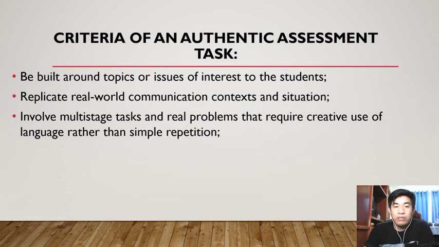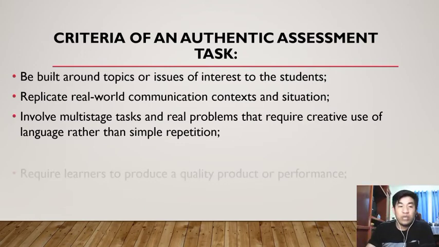Another, involve multi-stage tasks and real problems that require creative use of language rather than simple repetition. So your assessment should trigger the creative thinking skills of the students. It's not about just fill in the blanks, true or false, or identification, because those are simple repetition. Students are not required to think. So instead of that traditional way of assessing students, make sure that we use authentic assessment, questions that are real life and that provoke thinking, creative thinking among our students.